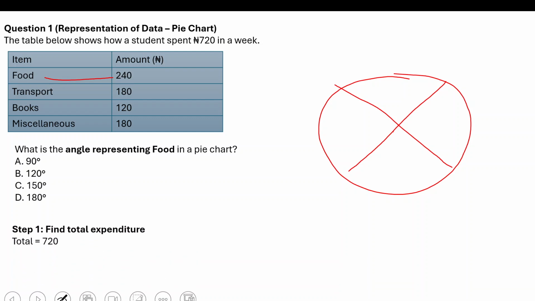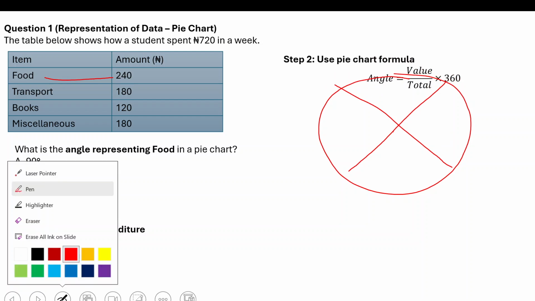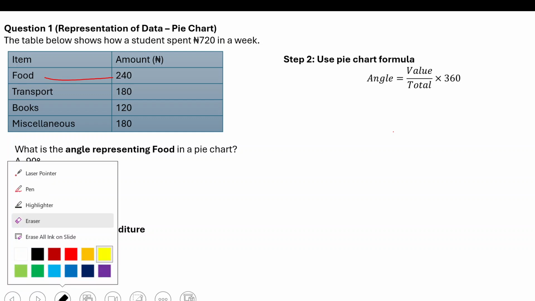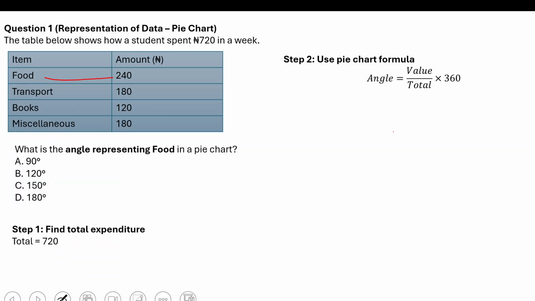The formula is the value over the total, times 360. So the value is the 240 that we are trying to represent in angular form, over the total amount, which is the summation of each of the items, times 360. So we sum the total amount, everything will give us 720. That is the sum from here to here.